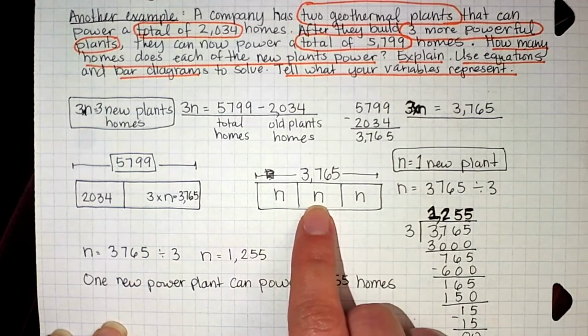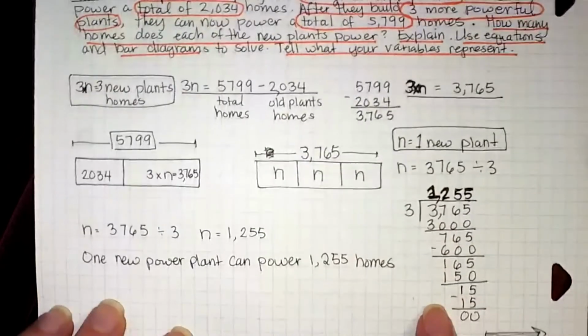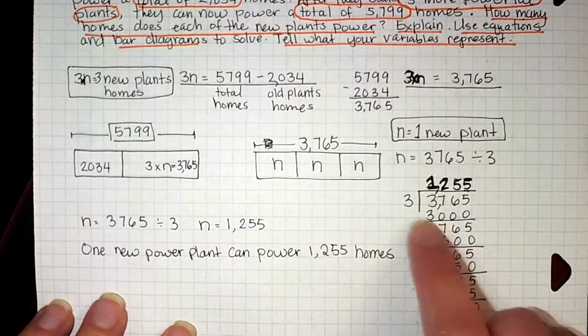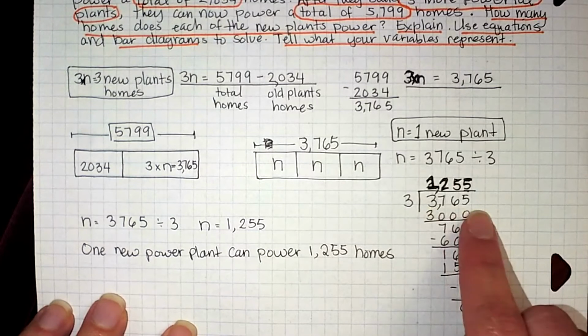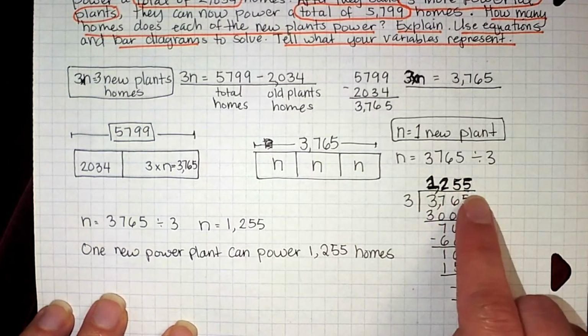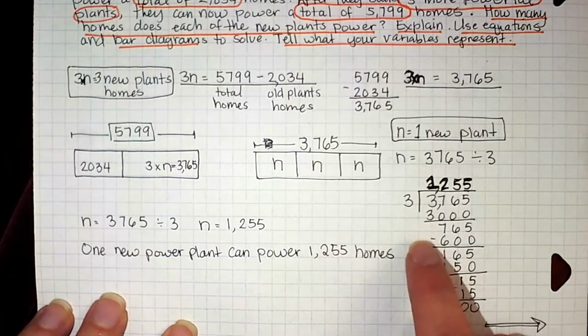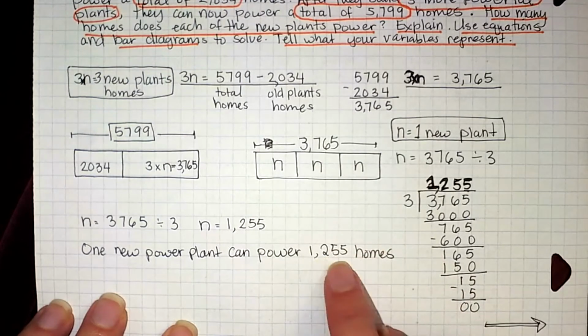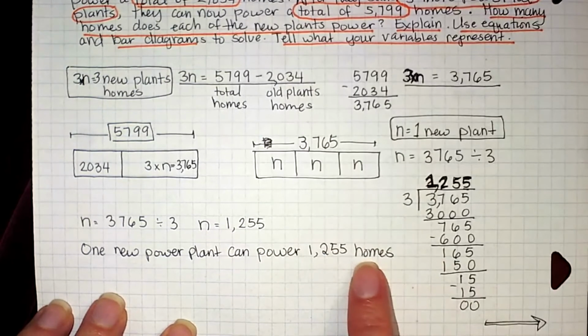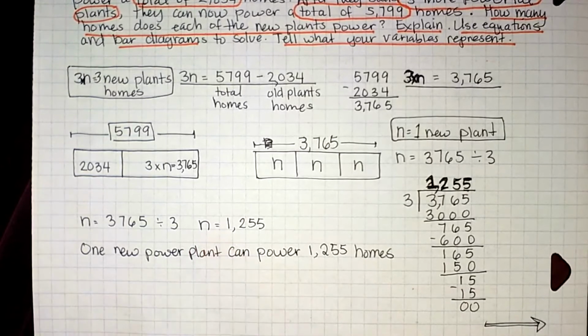I drew my bar diagram, and then I proceeded to do my long division. And I found out that 3 goes into 3,765 1,255 times. So each one of those new power plants could power 1,255 new homes. So my N was equal to 1,255.